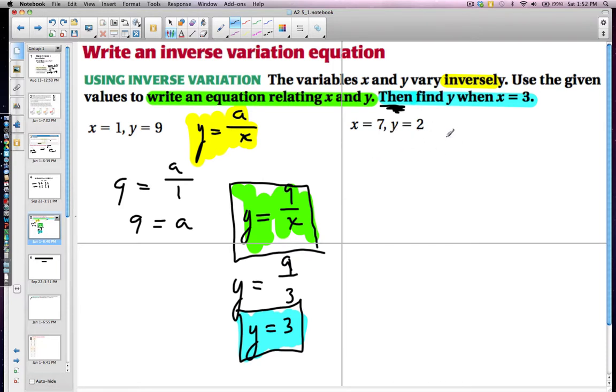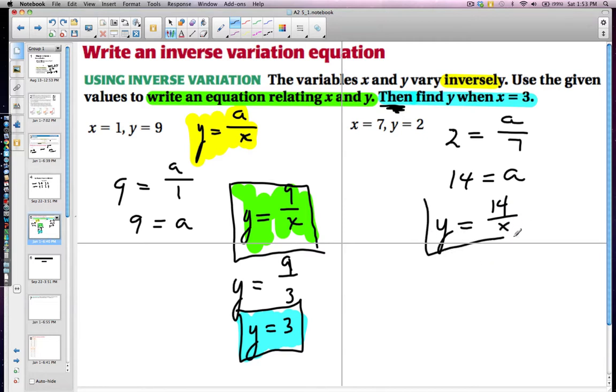y is equal to, in this case y was 2, it would be equal to the constant of variation divided by 7. When I multiply through by 7, I'll get 14 is equal to the constant of variation. And when I write my model, y is equal to 14 divided by x. That's one solution. Then find y when x is equal to 3. So y would be equal to 14 divided by 3. That is my second solution.